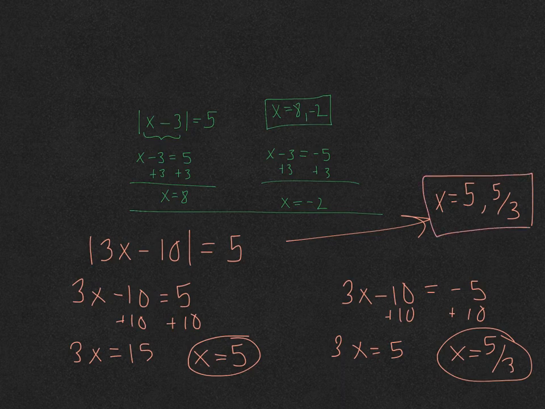You should get two solutions on these absolute values. Unless your absolute value equals 0, then you will get one solution. Or if your absolute value equals a negative, then you would have no solution.